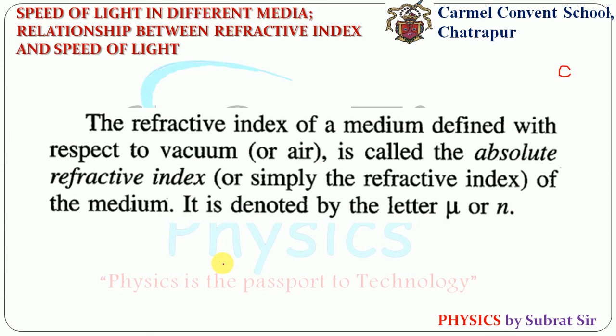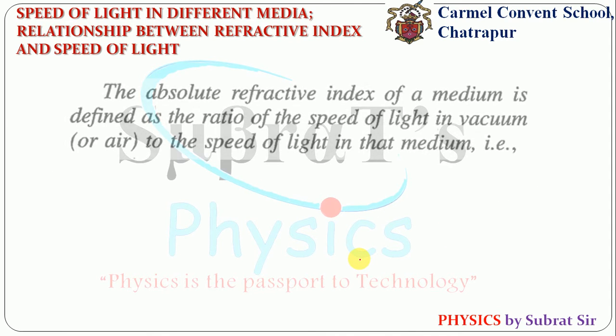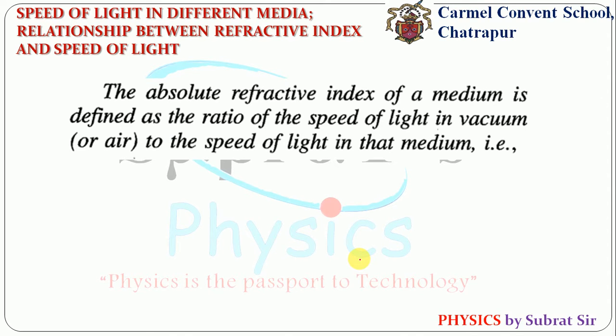So how do we define the refractive index of the medium? It is defined with respect to vacuum. It is denoted by the letter mu, or you can also write small n. This letter is mu. The absolute refractive index of a medium is defined as the ratio of the speed of light in vacuum or air to the speed of light in that medium.